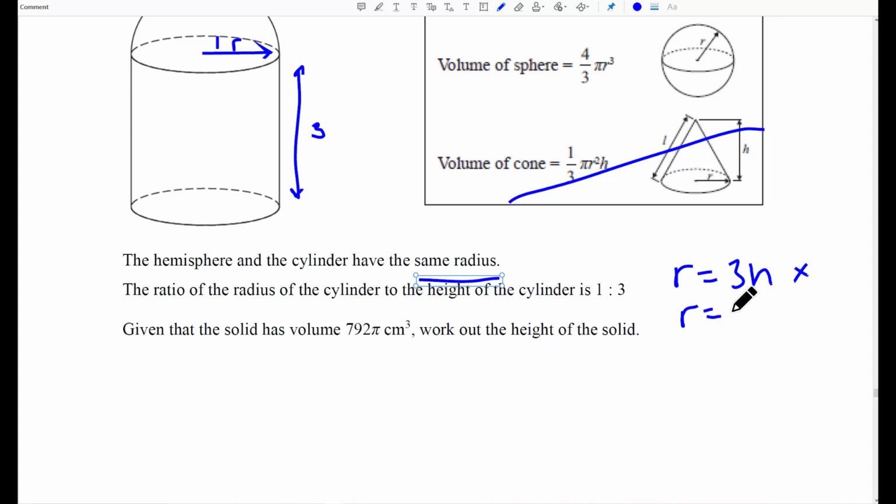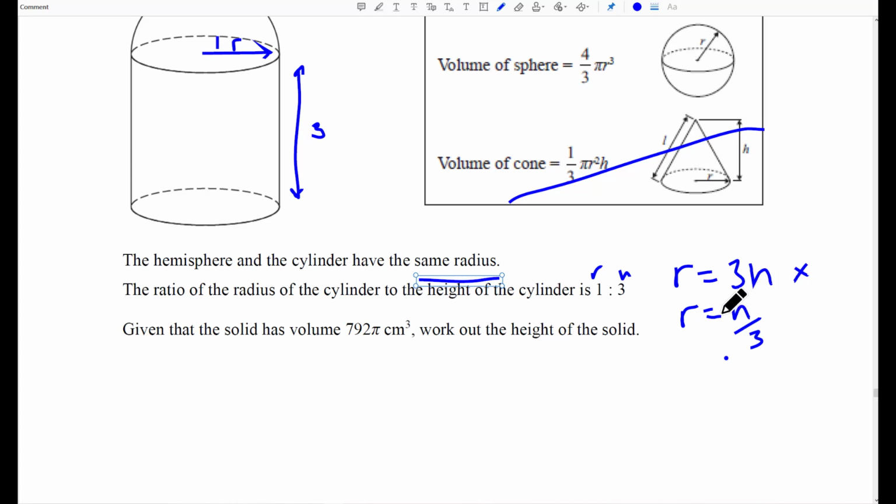R equals h over 3. Now let's see if that makes sense. How can I explain that? Because people do get confused by that. Well, it's easy enough, right? If r is 1 here, we multiply by 3, because h is 3 times r.